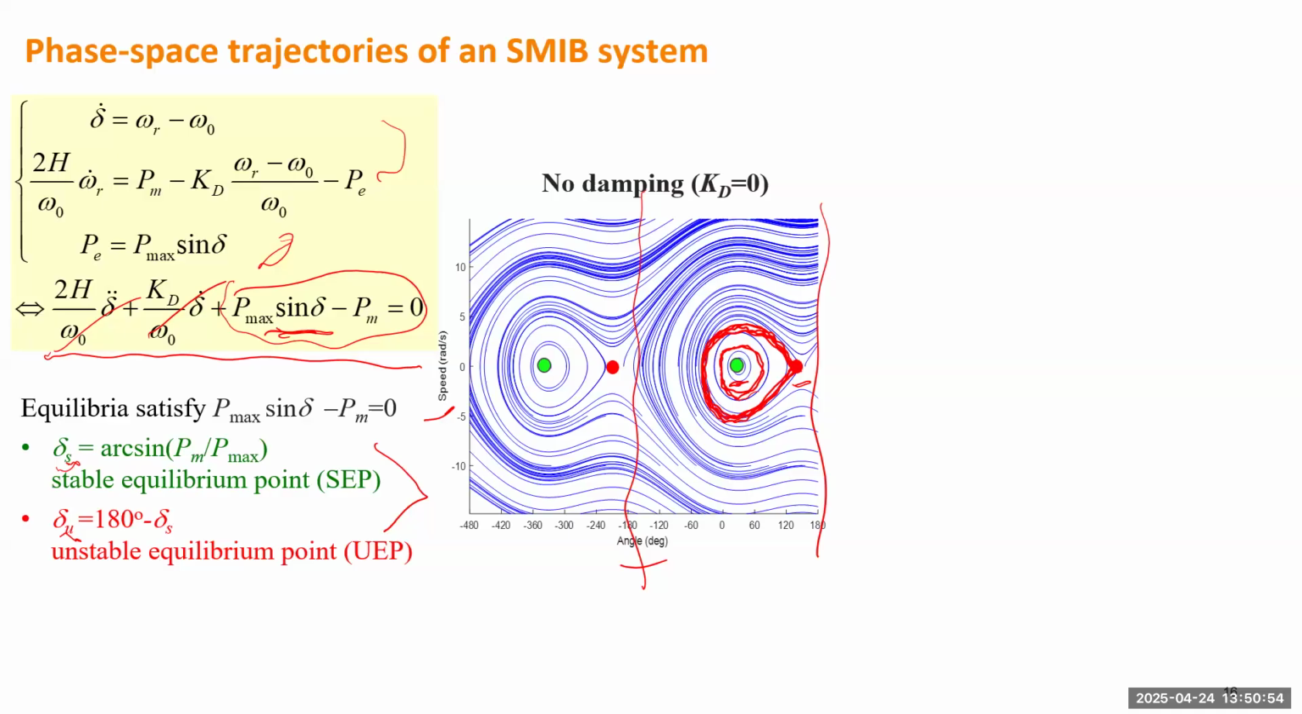But if you release anywhere outside, right? You can imagine this one will move in this direction. The frequency will go up, the speed will go up, and the angle also increases monotonically. It will never be trapped by any stable region. And this is another stable region.